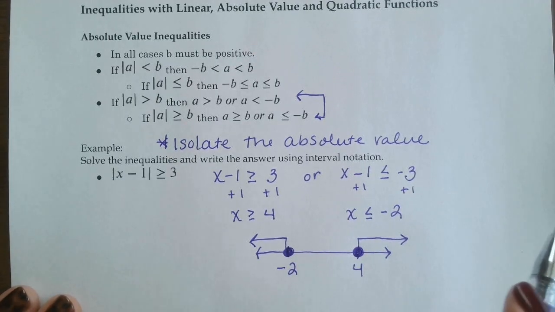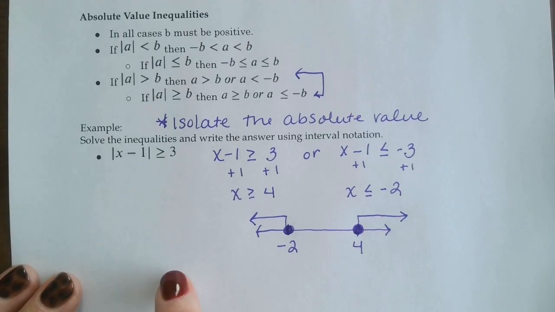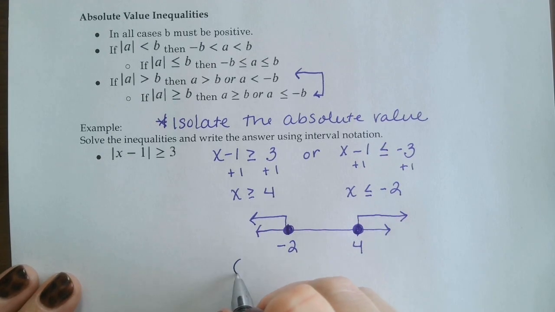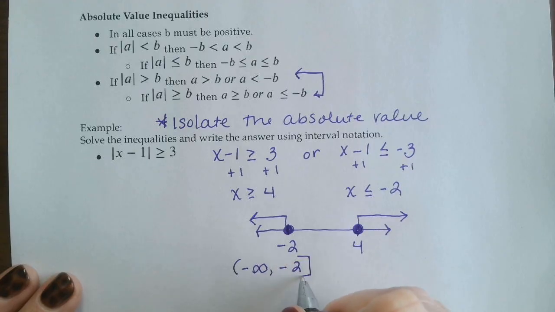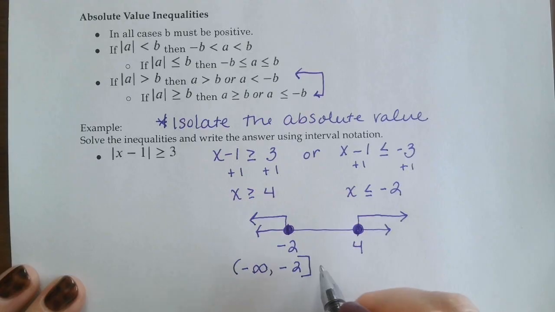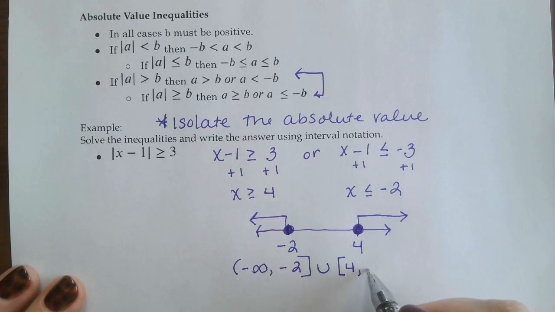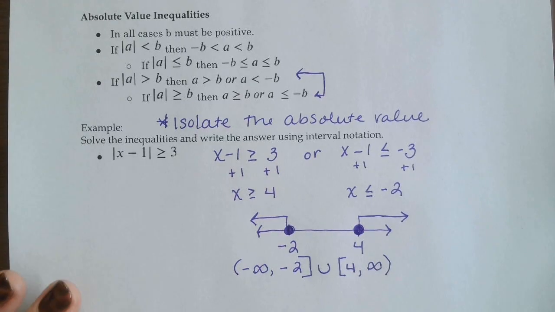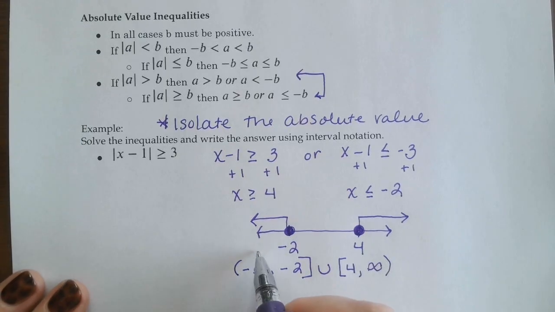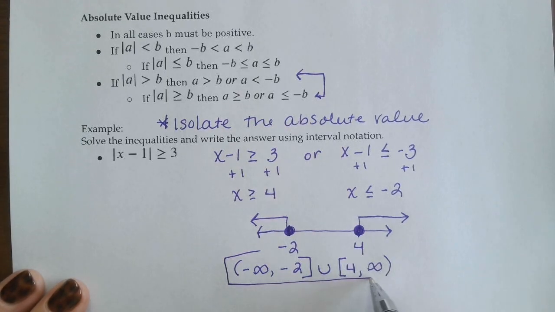Therefore, when I want to write in interval notation, we would again go from left to right, from smallest to largest. We would come from negative infinity all the way until I reach negative 2, which is included because it's less than or equal to. Hop over, so union, I get to start back over at 4 again, and now I can continue on my way to positive infinity. So all of these are solutions to this particular absolute value.